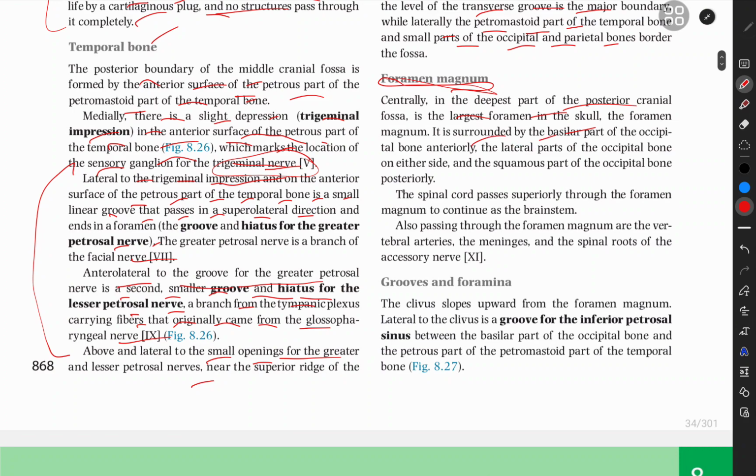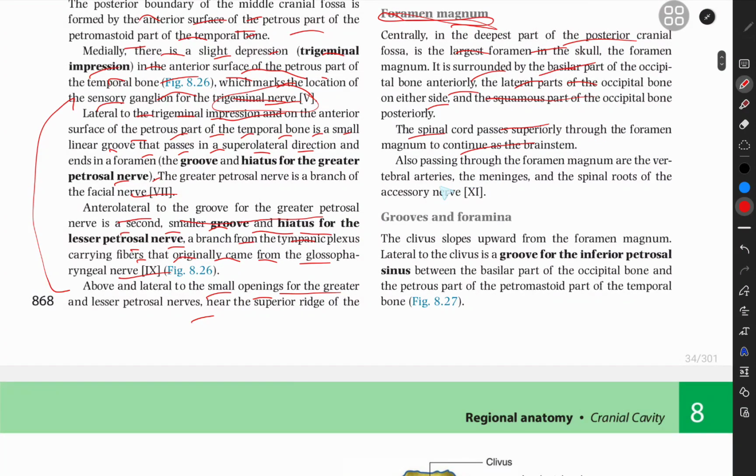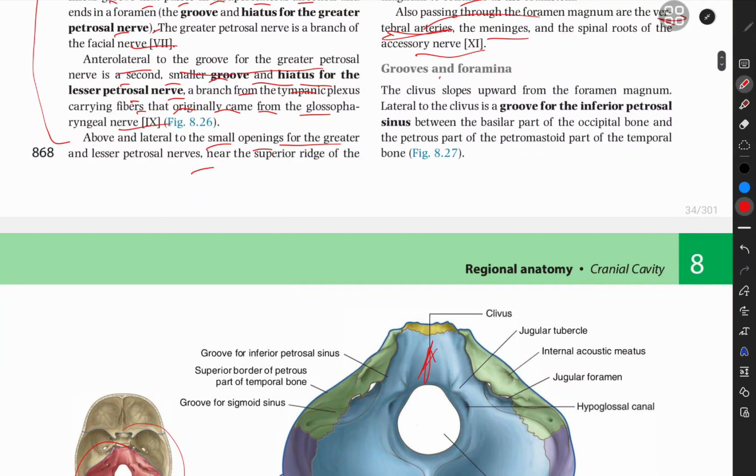Foramen magnum. Centrally, the deepest part of the posterior fossa is the foramen magnum. The foramen magnum is surrounded by the basilar part of the occipital bone and the lateral parts of the occipital bone. The spinal cord passes inferiorly through the foramen magnum, also passing through the foramen magnum are the vertebral arteries, which is important, I screwed this up before, the meninges, and the spinal roots of the accessory nerve.